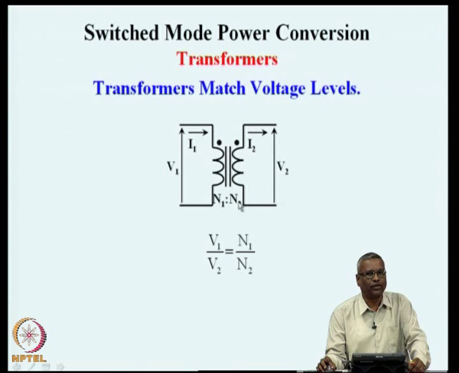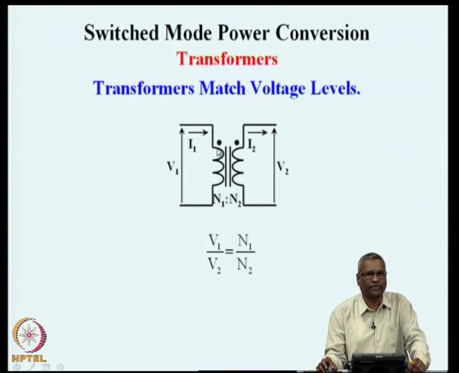If N1 and N2 have the ratio of 1:2, then V2 will be 2 times V1. It is possible to step up the voltage on the transformer from the primary to the secondary, or if we have N1 by N2 with a ratio of 1:0.5, it is possible to step down the voltage from a higher voltage to a lower voltage.